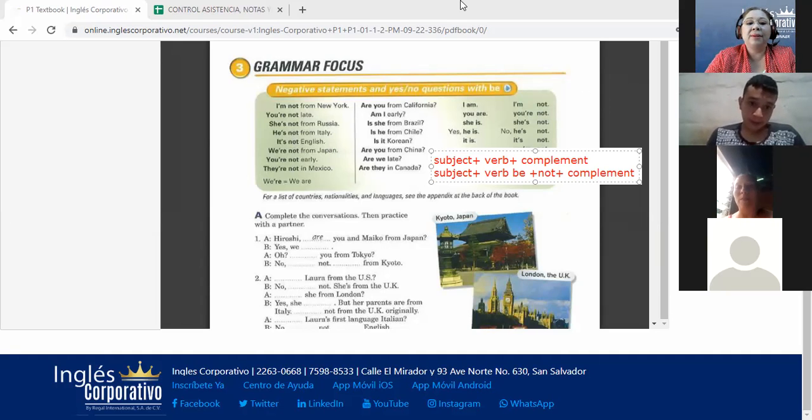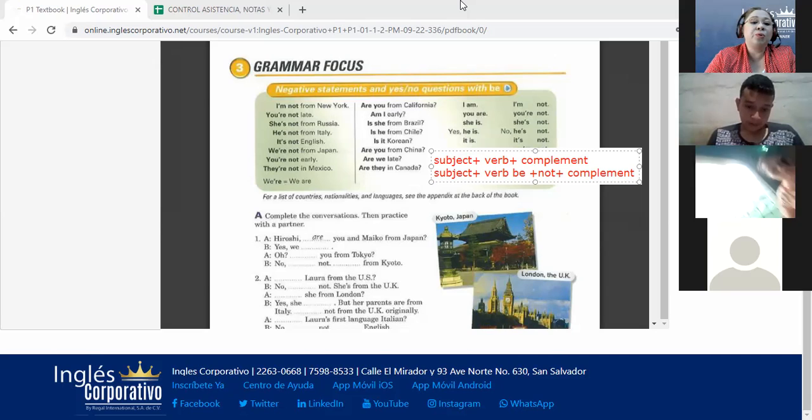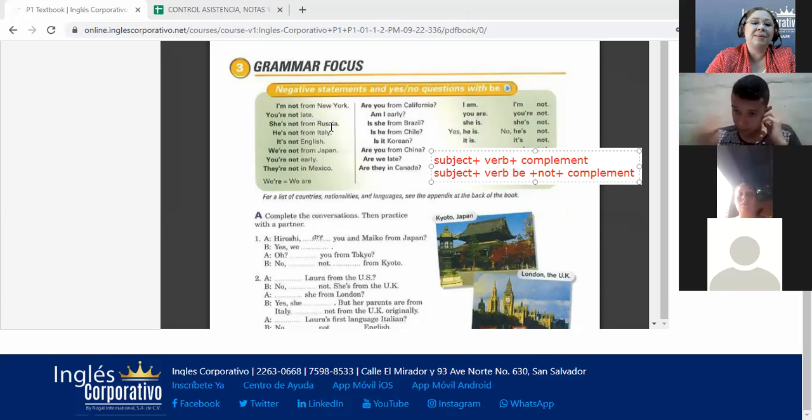Vamos a ver en el chat todos poniendo el afirmativo. Mm-hmm. I am from New York. Very good. Ah, muy bien, que le puso sí si fuera una respuesta a una pregunta. Very good. Ajá. Yes, she is... Ah, she is from Russia. She is from Russia. Miren, Rusia no se escribe como en español. Lleva una doble S. Miren. She is from Russia.